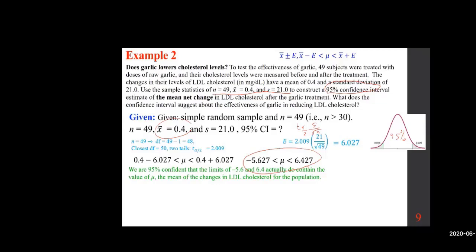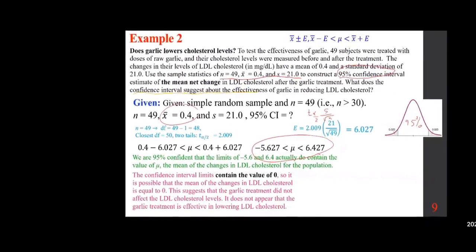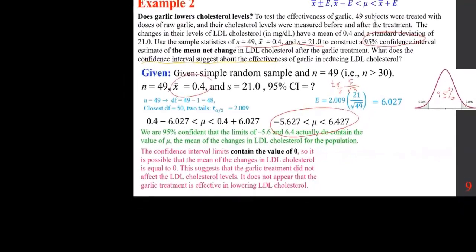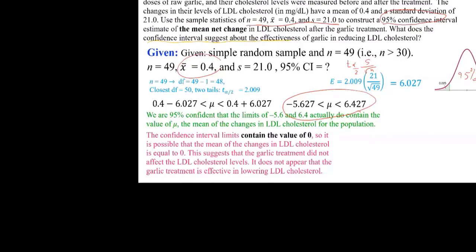What does the confidence interval suggest about the effectiveness of garlic in reducing LDL cholesterol? So this is the case. This is the reason. The confidence interval limits contain the value of 0, so it is possible that the mean of changes in LDL cholesterol is equal to 0. This suggests that the garlic treatment did not affect the LDL cholesterol levels. It does not appear that the garlic treatment is effective in lowering LDL cholesterol.